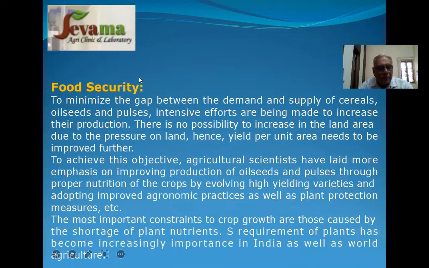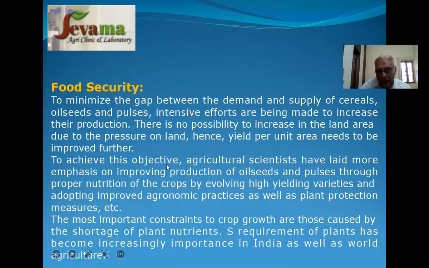Food security. To minimize the gap between the demand and supply of cereals, oilseeds, and pulses, intensive efforts are being made to increase their production. There is no possibility to increase the land area due to the pressure on land as the human population is increasing. Hence, yield per unit area needs to be improved further.